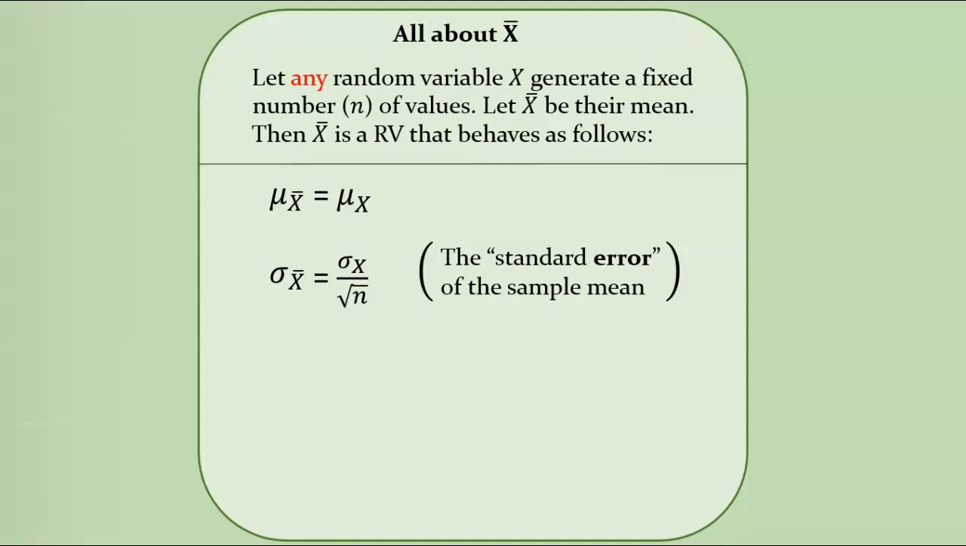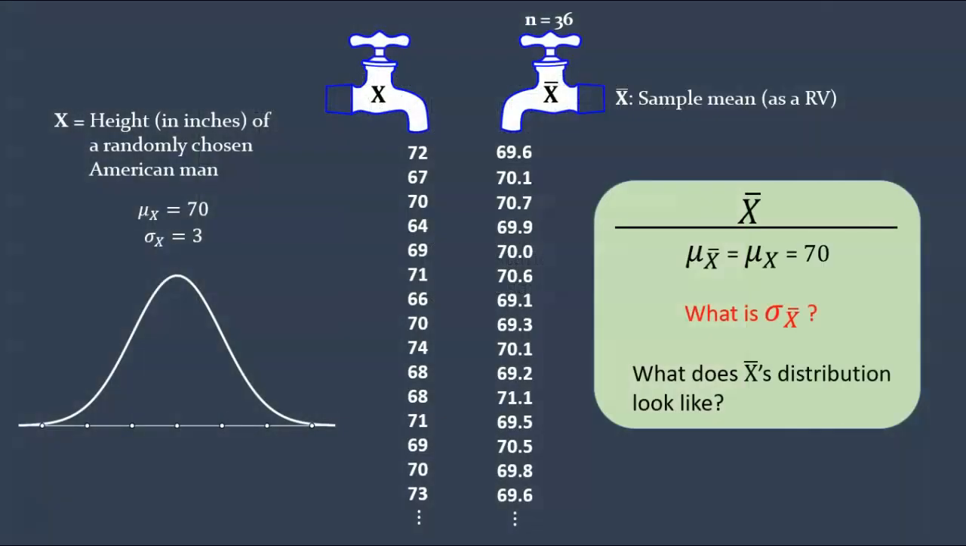Okay, let's bring this back to our specific example. When Xbar is the sample mean of 36 American men's heights, what is the standard error of the sample mean? Well, according to our formula, the standard error of the sample mean is the standard deviation of x divided by the square root of the sample size. Since the standard deviation of x is 3 inches and the sample size is 36, our standard error is 3 over the square root of 36. That is 3 over 6, which is better known as half or 0.5.